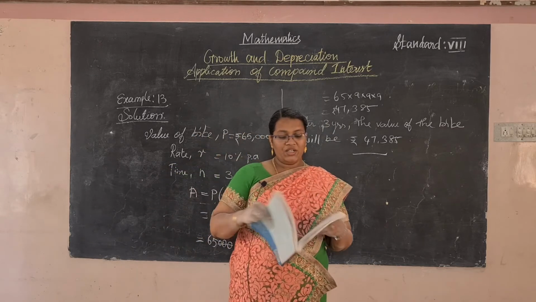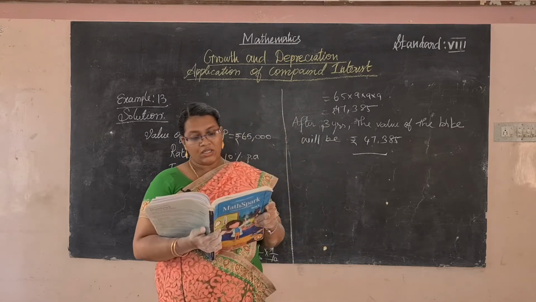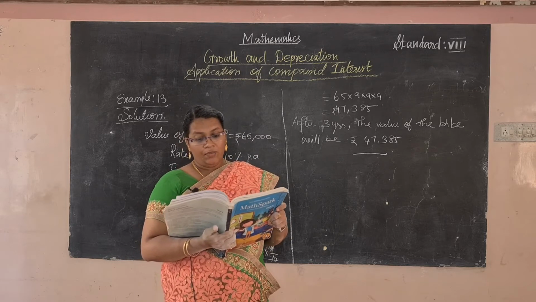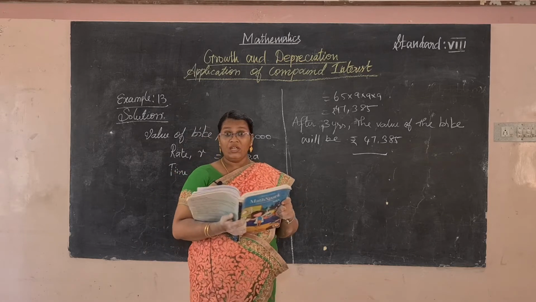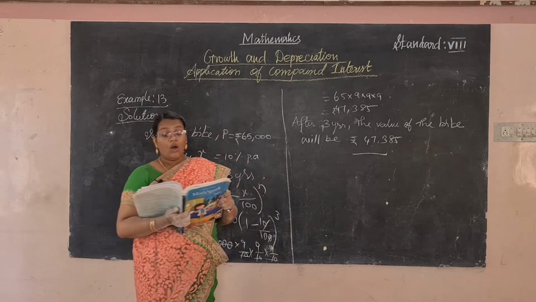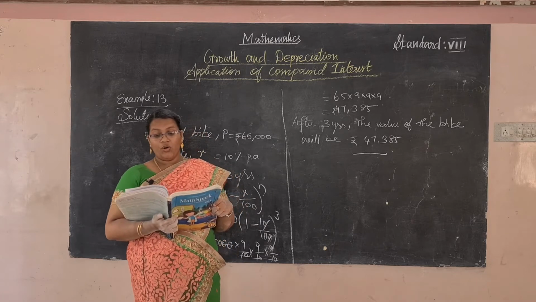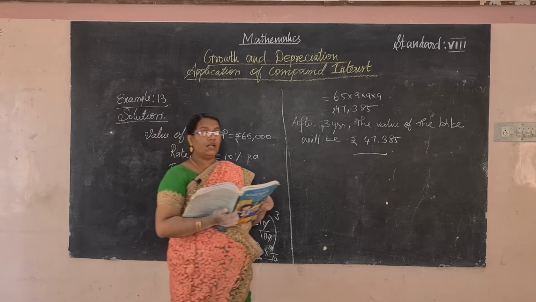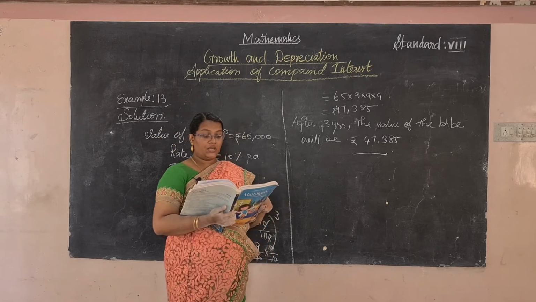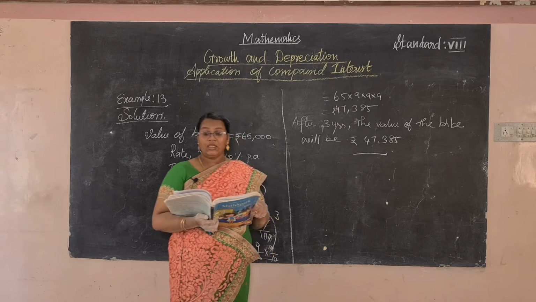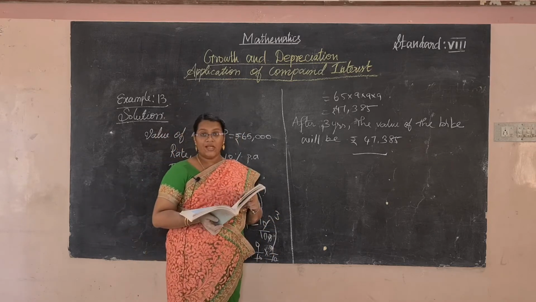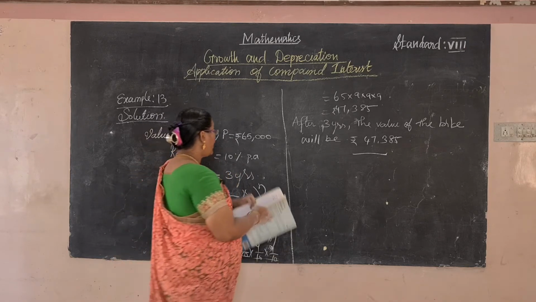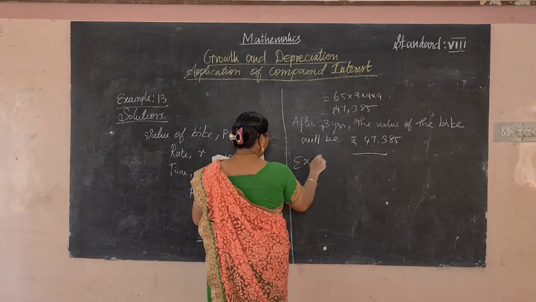The present population of a town is 31,250. If the annual increase in population is 4%, so annually the population increases by 4%. What will be the population of the town after 3 years? So every year it increases at the rate of 4%. So we use the increase formula. What is the formula? A equal to P of 1 plus R by 100 the whole power n. Okay. I'll write here example 14.